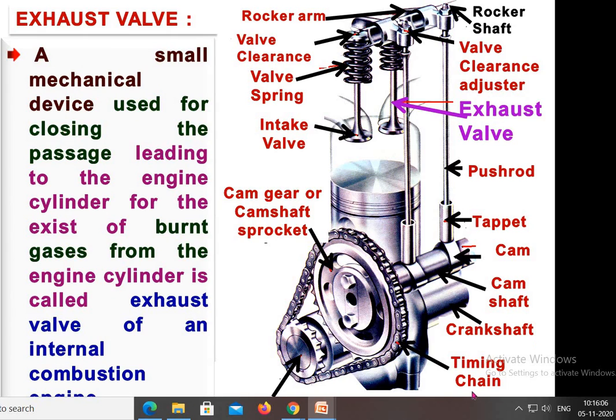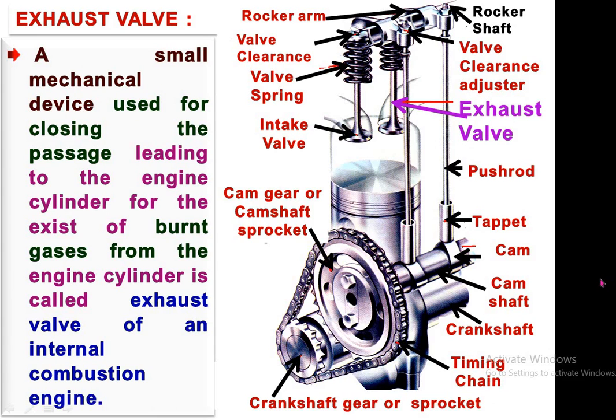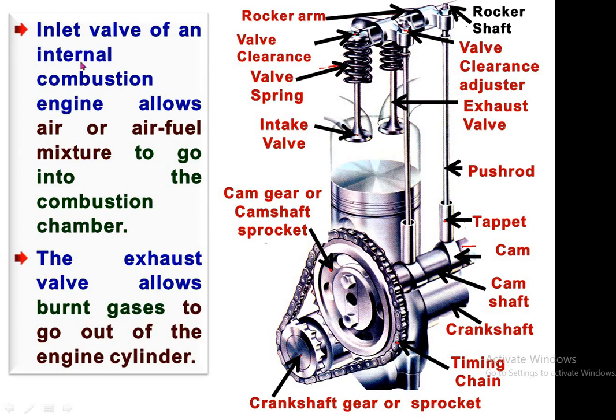So, during the power stroke, due to the production of burnt gases, there will be exhaust gases, and those exhaust gases are expelled out through this exhaust valve during the exhaust stroke. Now, the inlet valve of an internal combustion engine allows air or air fuel mixture to go into the combustion chamber. The exhaust valve allows burnt gases to go out of the engine cylinder. So, the functions of both the valves are different. Inlet valve allows the fresh air to enter the engine cylinder, while exhaust valve allows the burnt gases to expel out during the exhaust stroke.